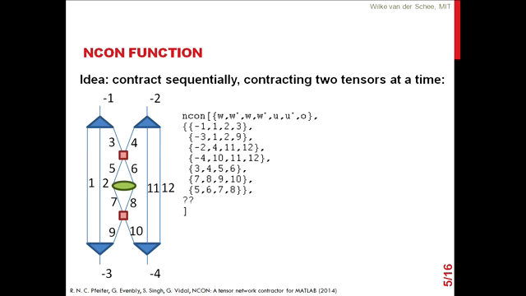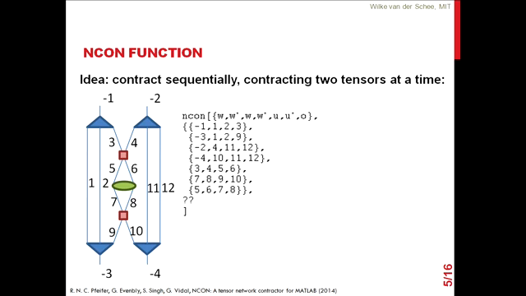So how does it do this? Well, you just look at this picture where all these legs get a number. And the internal legs, they have a number. So this leg is number 1, this leg is number 2, this leg is number 3. So you see that this first tensor W has 4 legs. This is the first, this is the second, the third, and the fourth. And the numbering goes like minus 1, 1, 2, 3. So this exactly copies this picture.